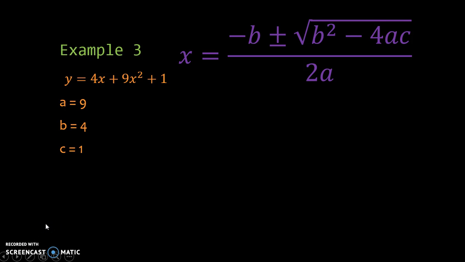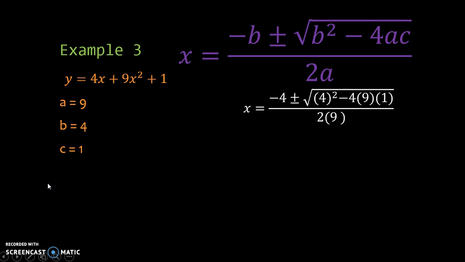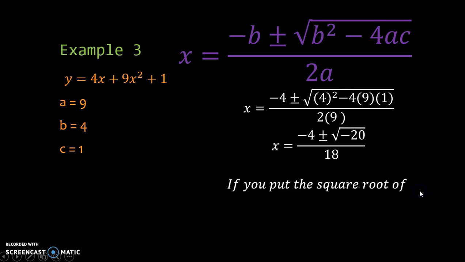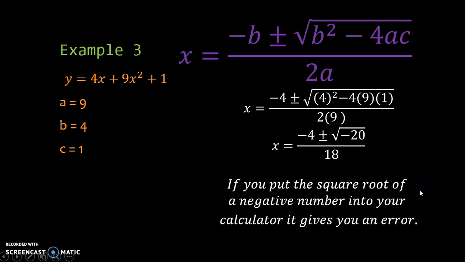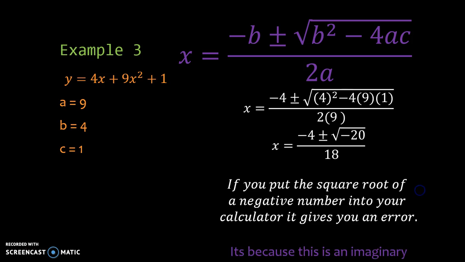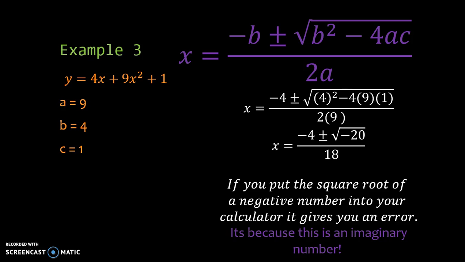Now we've got one more example. So again, we're going to plug into our formula, making sure we change the sign of b, and we put b squared minus 4ac in. Make sure you put the right values in for the correct variables. Then we're going to simplify the discriminant, just the piece under the square root. Now, when you do that, this time you get a negative 20. And if you put the square root of a negative number into your calculator, it will give you an error. That's because this time we have imaginary roots. So anytime this happens, anytime you get the square root of a negative number, you can just write imaginary next to it, and that problem is done.